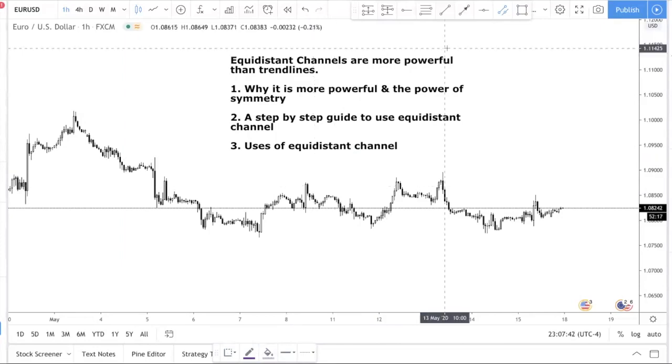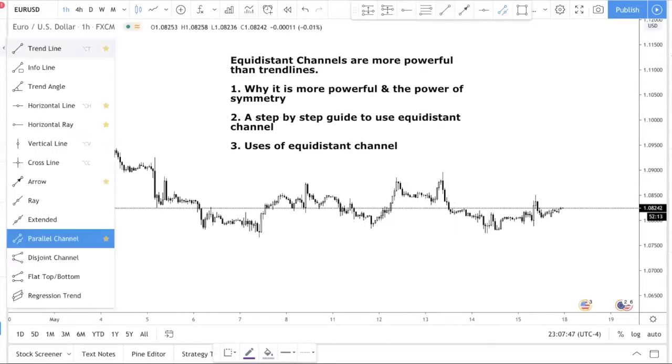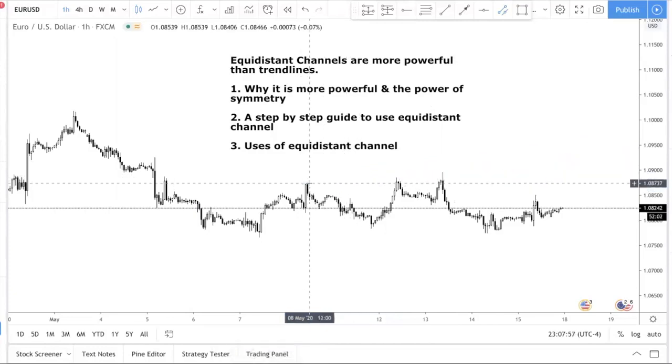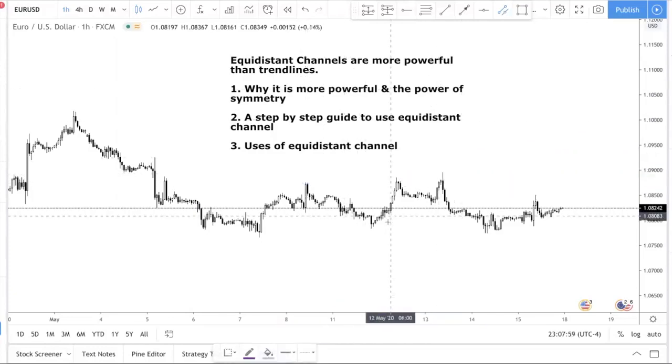Okay, so if you want to use it on TradingView, you just click on here and you choose parallel channels. Equidistant channel and parallel channel are the same thing; the names are interchangeable. What you want to do is identify two swing highs if you are trying to project a bottom, or support. If you want to project resistance, then you want to start from swing lows.